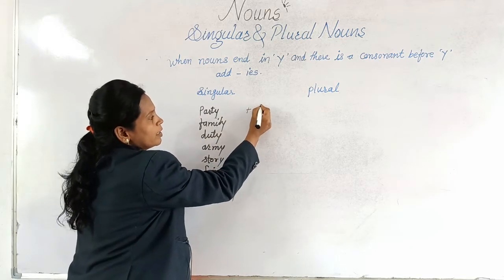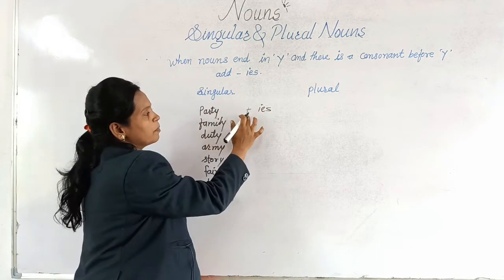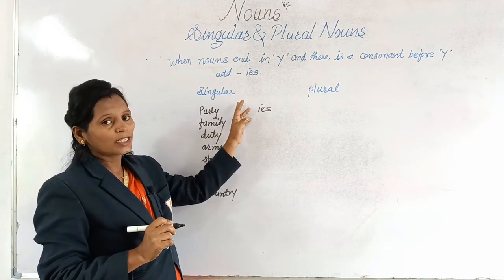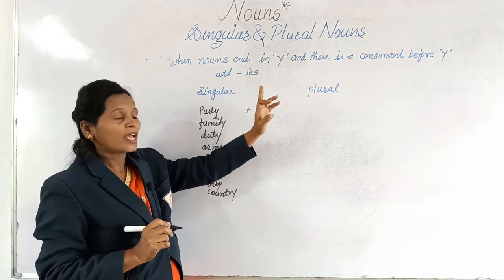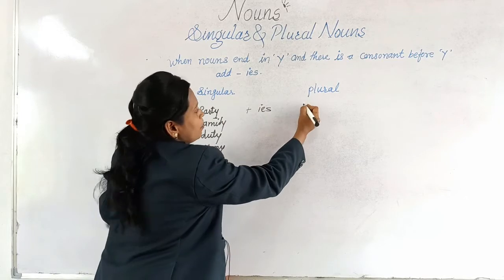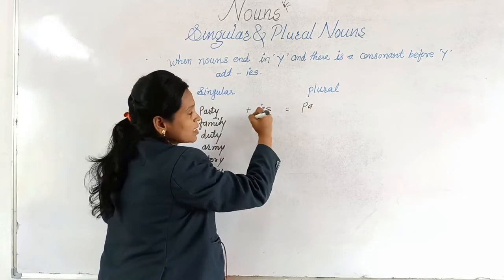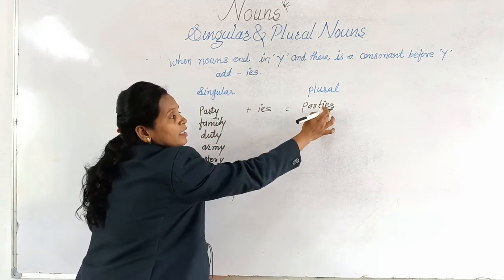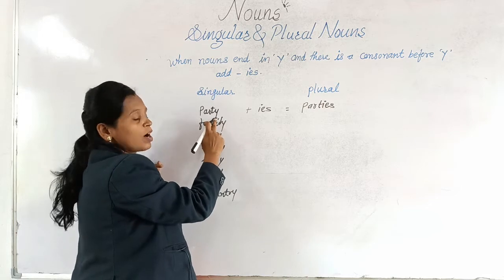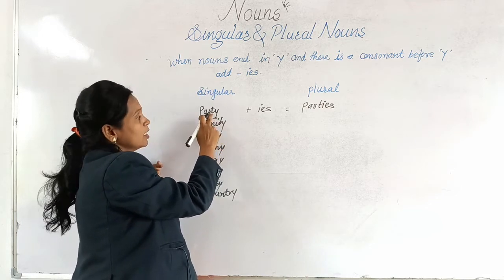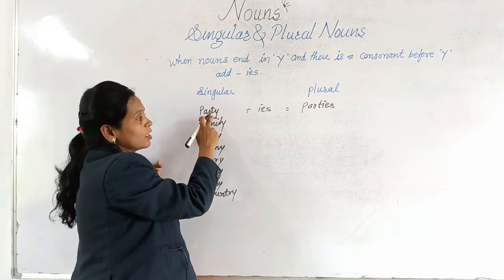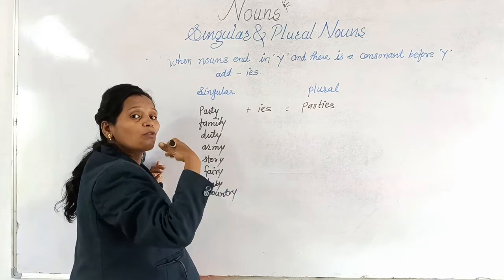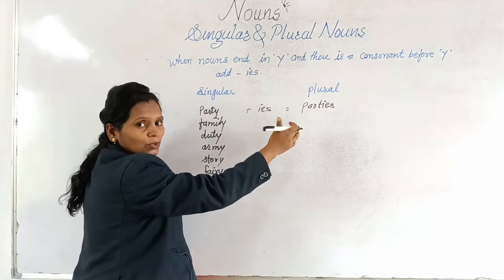First of all, I write here one example. Party plus ies. You have to drop the letter y and add ies instead of y. So look at the board. Party plus ies, parties. We have to add ies and drop the letter y. Why? Because the letter before it is a consonant. That's why we do not write the letter y. We have to drop the letter y and add ies to this word.